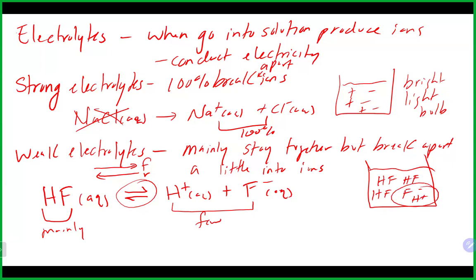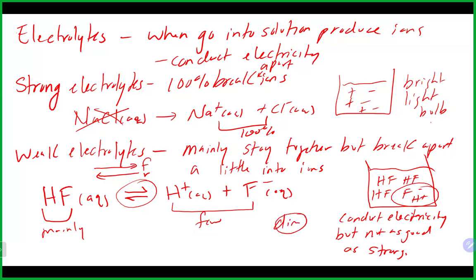And because it still has a little bit of those ions floating around in the solution, it's still able to conduct electricity, but not anywhere near what a strong electrolyte can do. So it can still conduct electricity, but not as good as a strong electrolyte. So in terms of the light bulb example, the light bulb would be dim. It would turn on, but it wouldn't be very, very bright, almost look like it's dying, but it would still be enough to conduct some electricity.